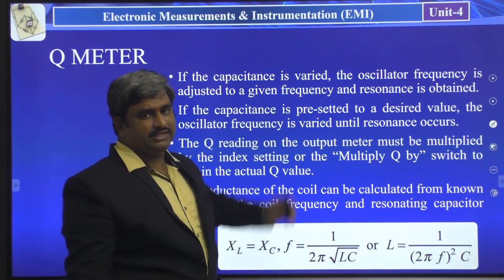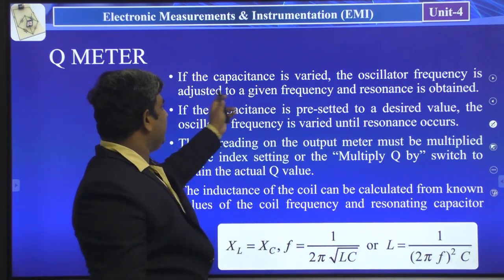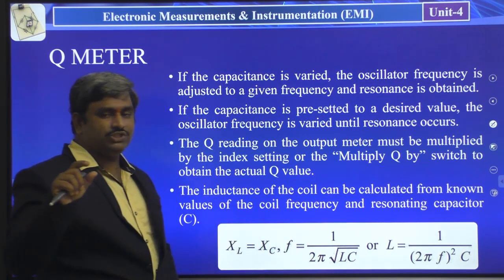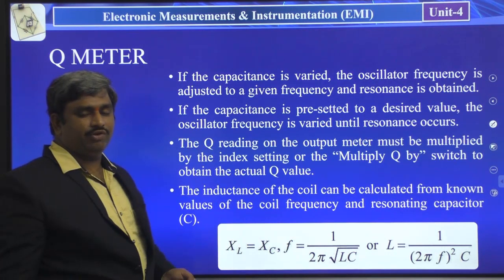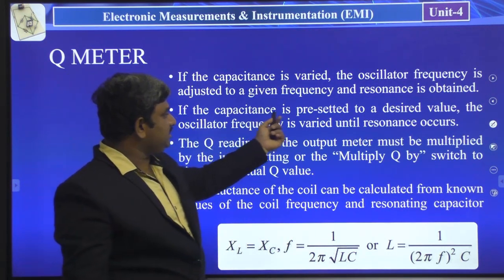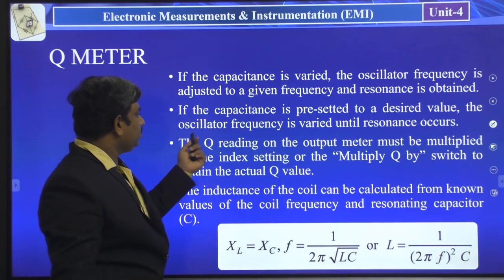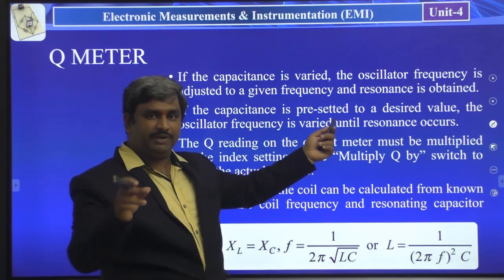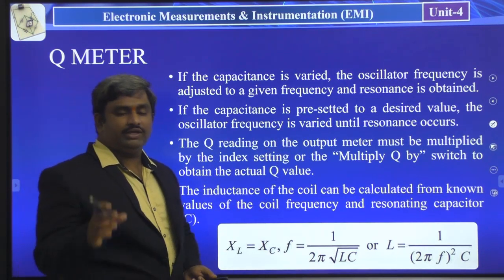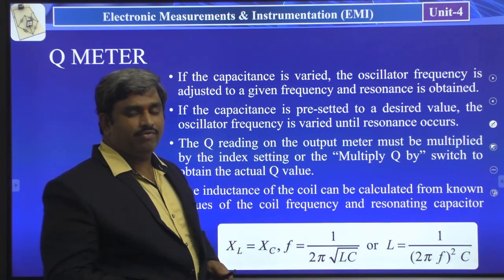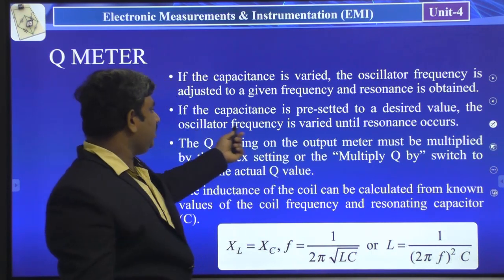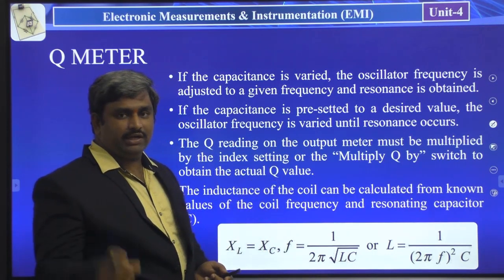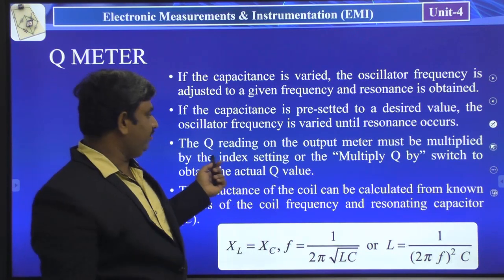Next, if the capacitance is varied, the oscillator frequency is adjusted to a given frequency and resonance is obtained. So finally, by adjusting this capacitance value, we get the circuit to resonate at the oscillator frequency. If the capacitance is preset to a desired value, the oscillator frequency is varied until resonance occurs. If you keep the capacitance fixed at whatever desired value we require, the oscillator frequency is varied continuously until the resonance occurs.